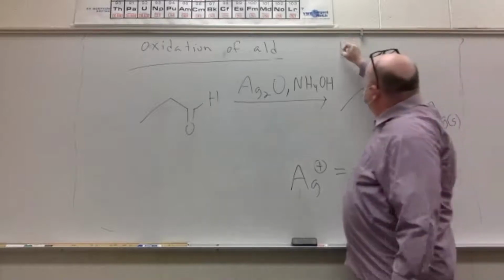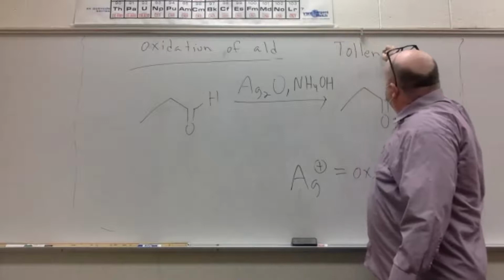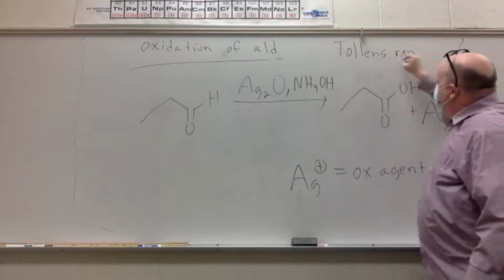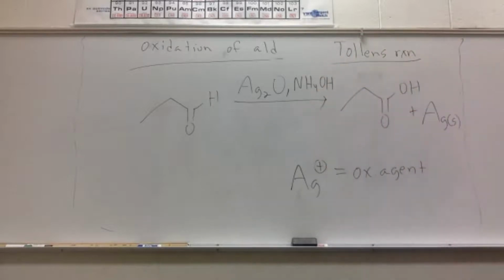This is a named reaction. This is called the Tollens reaction. And one of the wet chemistry tests that you can do in the lab to detect the presence of an aldehyde is called a Tollens test. And you actually get a positive test by looking for production of this really neat little silver mirror deposit on some glass. I'm going to show you a video of this.